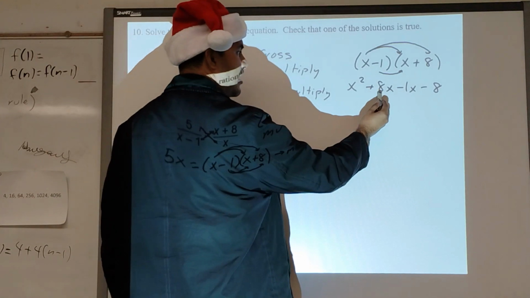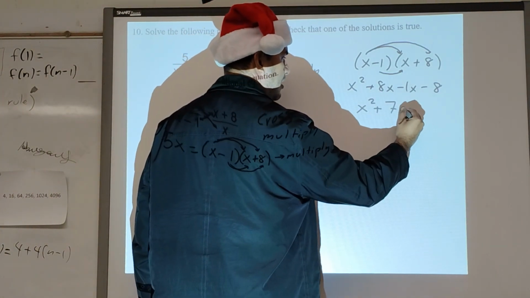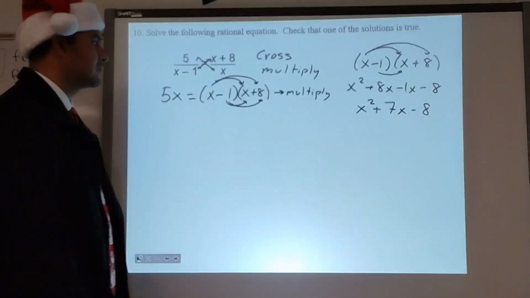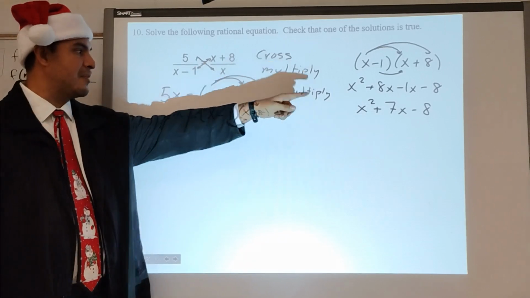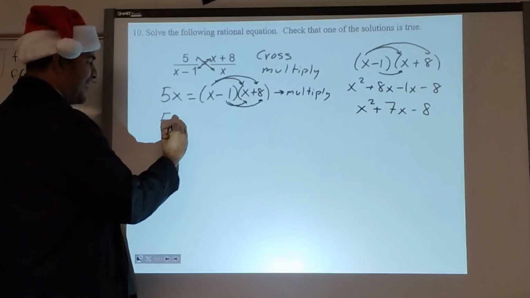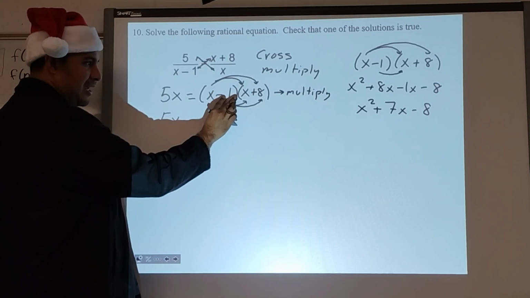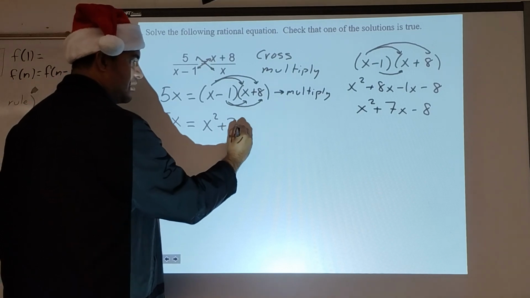Combining my like terms, I end up with 8x minus 1x is x squared plus 7x minus 8. So when I multiply x minus 1 times x plus 8, I end up with x squared plus 7x minus 8. Let's write that down. 5x is equal to, then we're taking the answer that we found over there, x squared plus 7x minus 8.